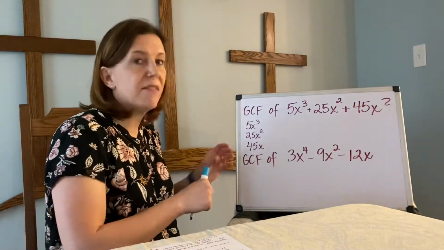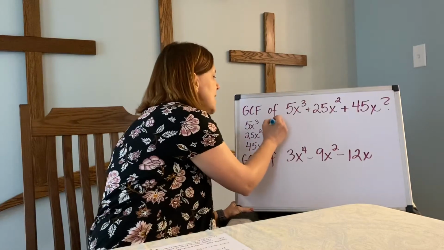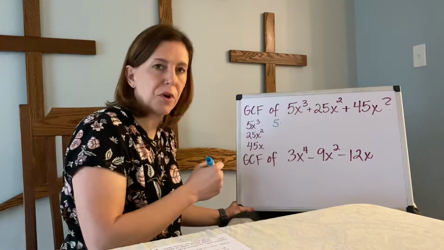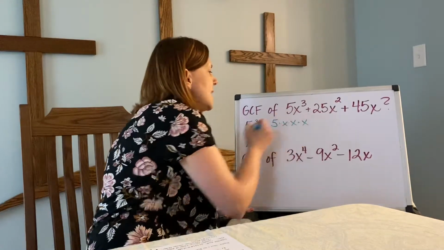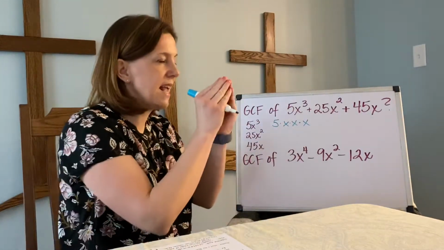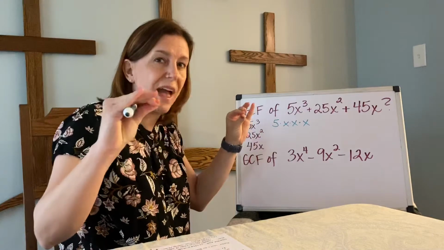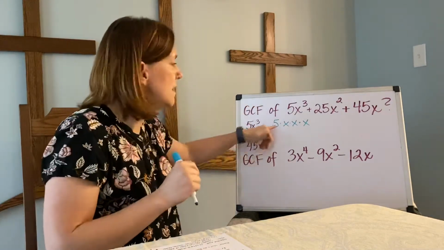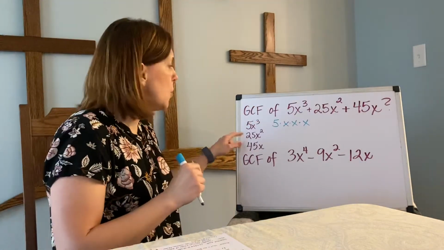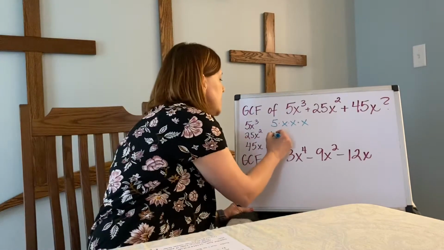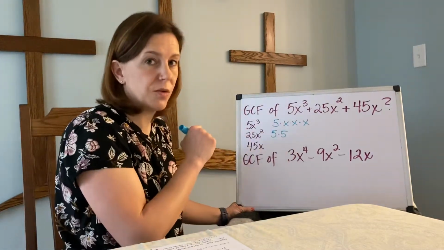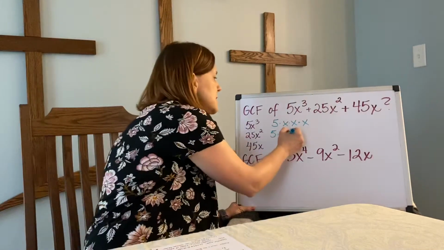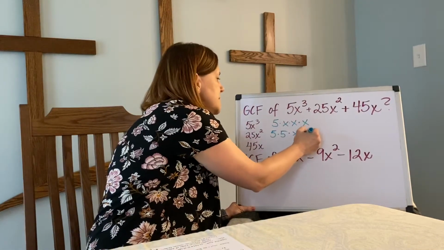And so if I have 5x cubed, I know that that equals 5, because 5 is a prime number, times x times x times x. If I were to take that term and expand it to every factor involved, that's what it would look like. 25x squared would be 5 times 5, if I break down 25 to its prime factorization, times x times x.